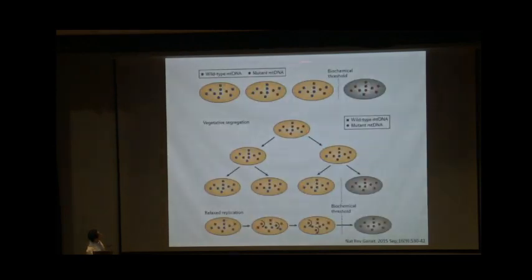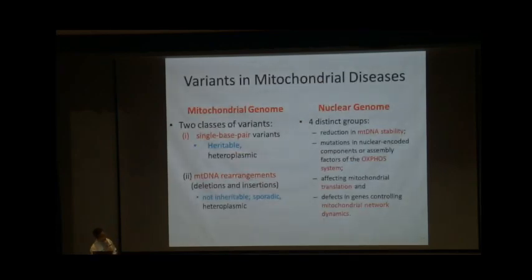Just in a simpler way, you have wild type DNA, you have mutant DNA, the red ones are the mutant DNA, and you have a concept of biochemical threshold. That means if the proportion of mutant mitochondrial DNA in your cell increases beyond a threshold, say more than 60 to 80%, which is roughly the figure given, then only will the disease manifest. So you have the mitochondrial genome on one hand, and the nuclear genome on the other hand. The mitochondrial genome follows non-Mendelian inheritance, and the nuclear genome follows Mendelian inheritance.